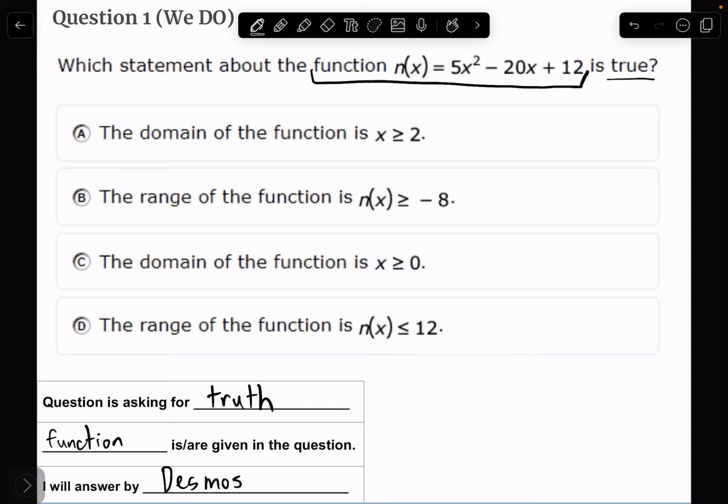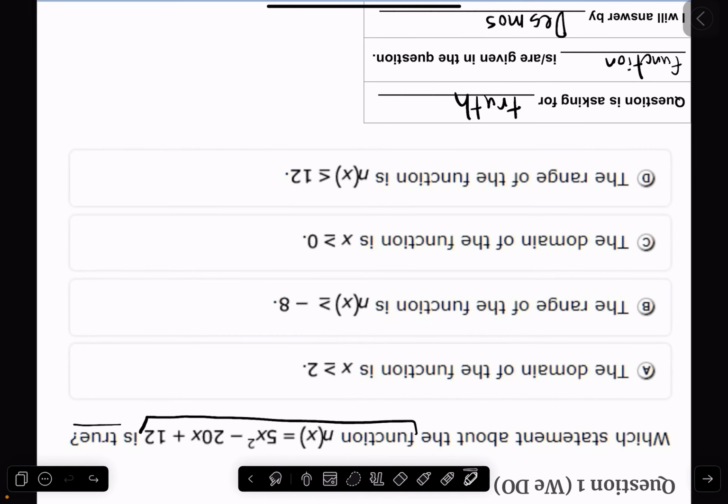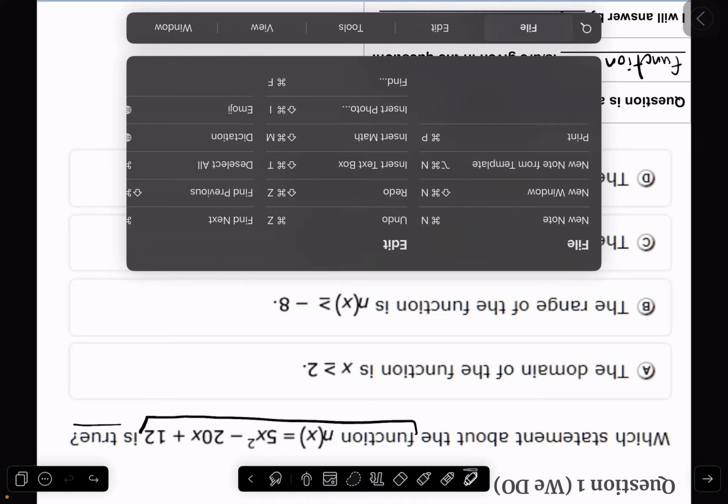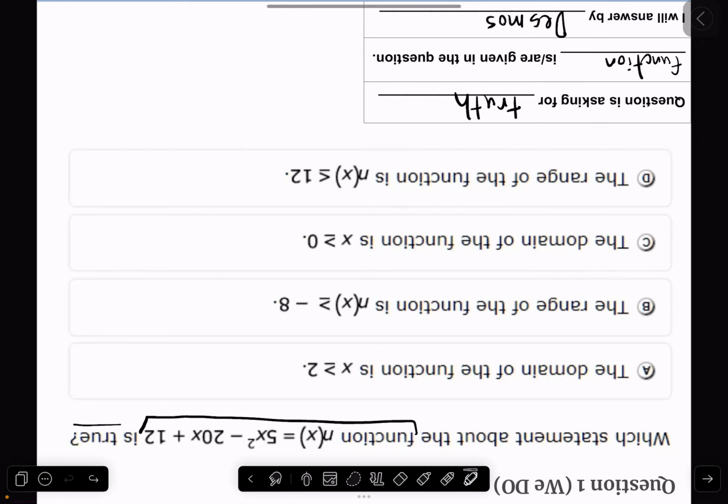So when you use Desmos, you should be using the star Desmos. It has a green thing. I don't have that on my iPad, so you're going to see a different type of Desmos, but you'll use the same stuff for it. So we have 5x squared minus 20x plus 12. So let's go here.